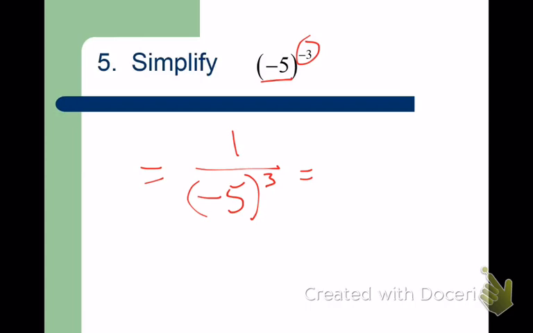But notice that we did not change the negative sign on the base. We do not change the sign on bases. We only change the sign on exponents. It's okay to have a negative base. It's not okay to have a negative exponent. So when you multiply all this out, -5 times -5 times -5, you get negative 125, and so that's what we get when we simplify.